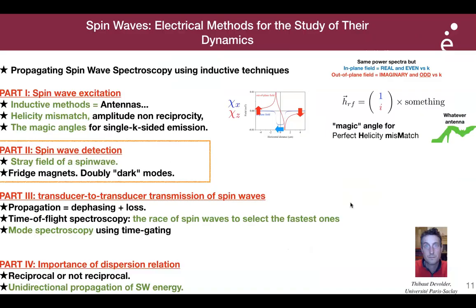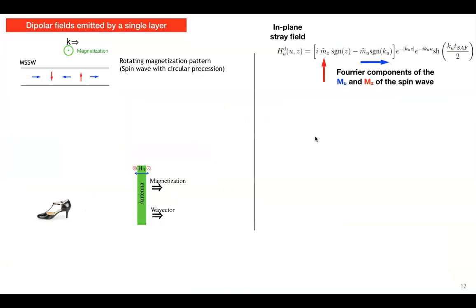So this ends my section about how an antenna can excite spin wave dynamics. And what I want you to remember is that in fact it's simple if you look at it in the reciprocal space. I now go to the second part, which is how the same antenna can detect a spin wave. And for this we have to examine what is the stray field that a spin wave generates.